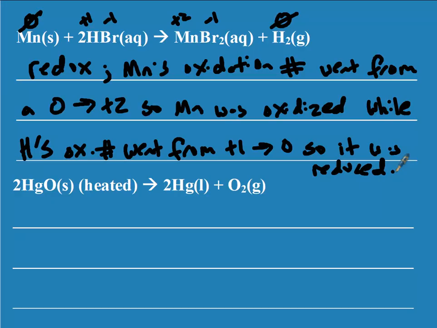So if it's an oxidation reduction reaction or a redox, make sure you're being specific on the oxidation numbers. Don't just say manganese and hydrogen's oxidation numbers changed or electrons were transferred. Be specific on who's oxidized and reduced and how we know that. All right, go ahead and pause the video and try this next one on your own. Restart when you're done.